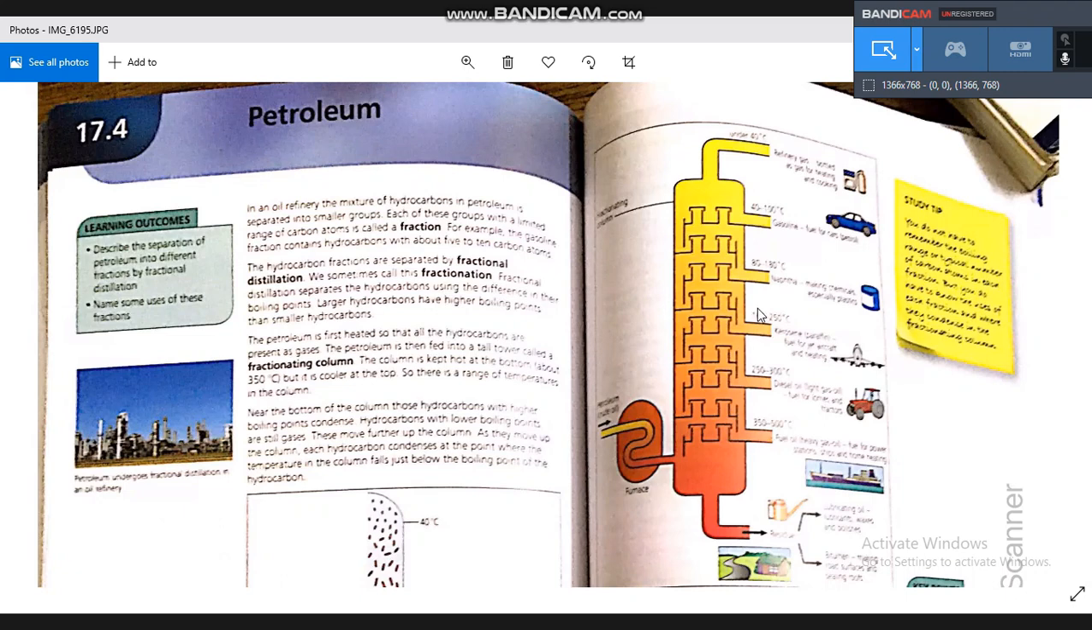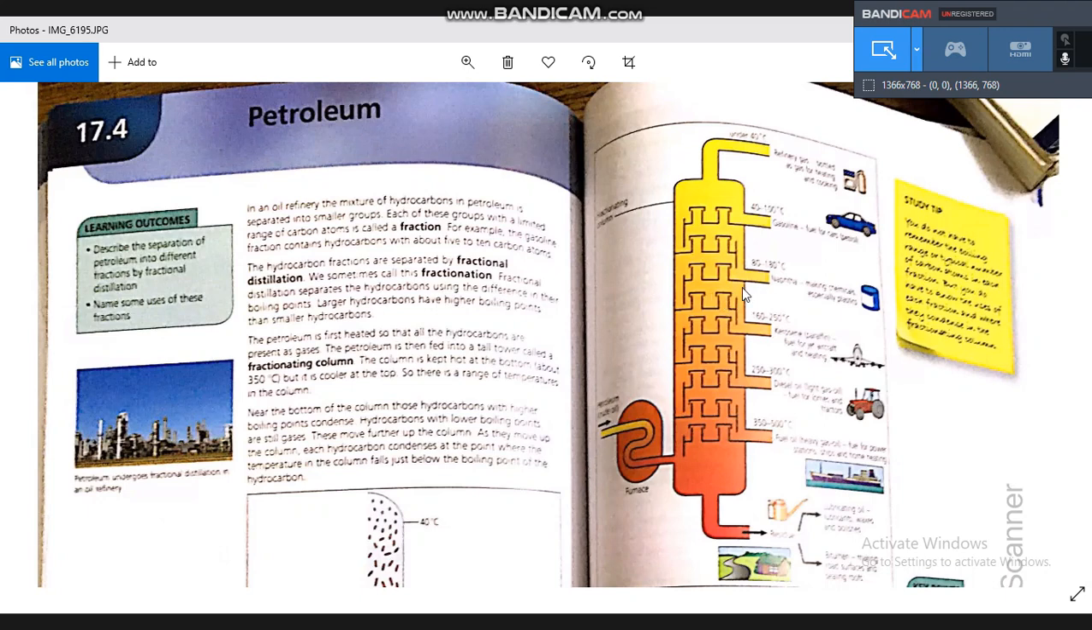From the top of the fractionating column, we can get gases. So we will collect gases from the top of the fractionating column. We say that some hydrocarbons or some components can't be condensed. We collect them as gases. They can't be condensed. Okay? So we collect them as gases and they are transferred from one point to another also as gases.